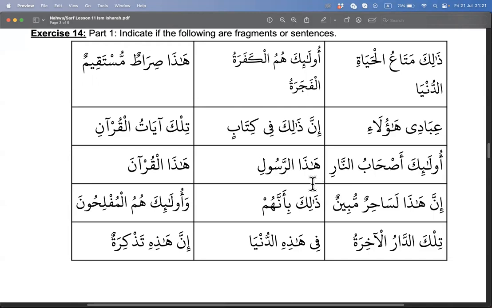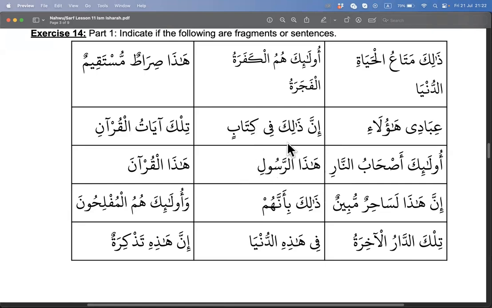Good. Next one: Hadha Rasul. This is the messenger. This is a fragment: hadha plus al. Can you translate the fragment for me? Yes. This is the messenger. This is the messenger is a sentence. This one is a fragment. Just, this messenger.